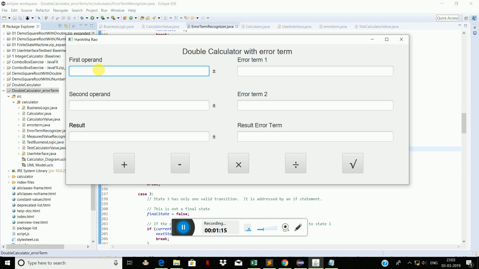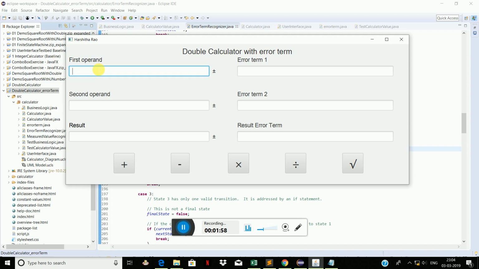We planned the user interface very well, and the error messages will not collide with each other, and the appropriate error messages will be displayed to the user in order to understand what he is doing. As per the requirements, by the end of the week we need to submit the double calculator with error terms, where the user may not enter an error term at all, or he may enter a single error term. So we need to handle all those cases by taking some other error term by default.